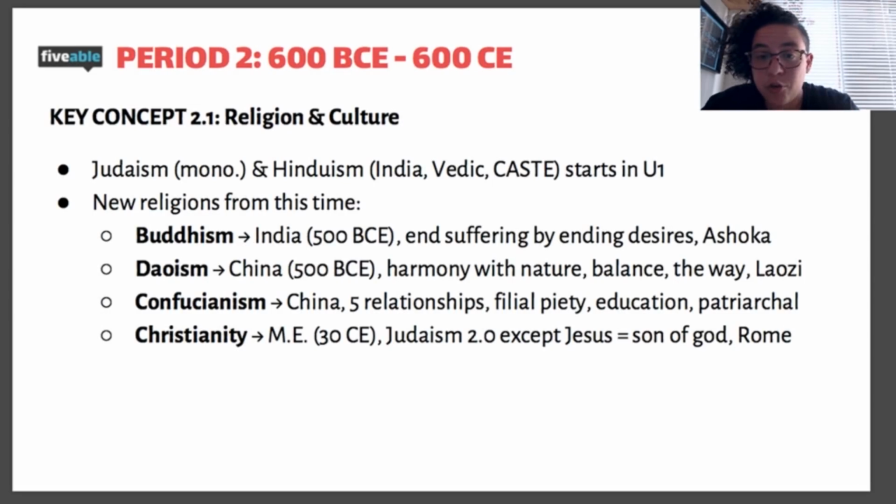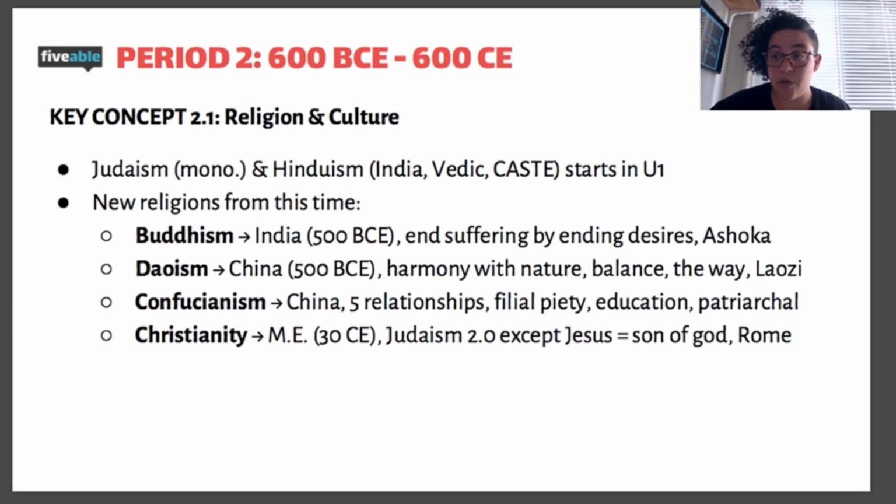Okay, so another major world religion in this time period would be Christianity. Christianity starts in the Middle East around 30 CE. It's kind of like Judaism 2.0 in a sense, just in that they're the same book, right? They're coming at it from the same general, here's what happened and here's why. But the biggest exception is Jesus. And so Jesus as the Son of God would be a big difference.